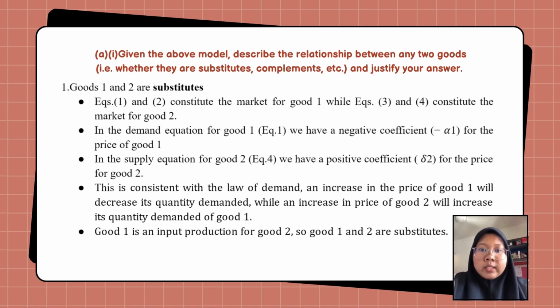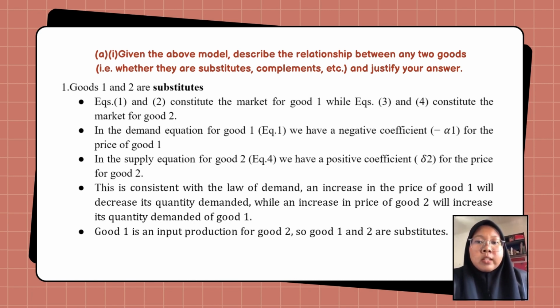The first question, A1, is: given the above model, describe the relationship between any two goods, whether they are substitute, complement, etc. and justify your answer. So I will explain the answer for question 1. The first two goods that we can describe are good 1 and good 2.